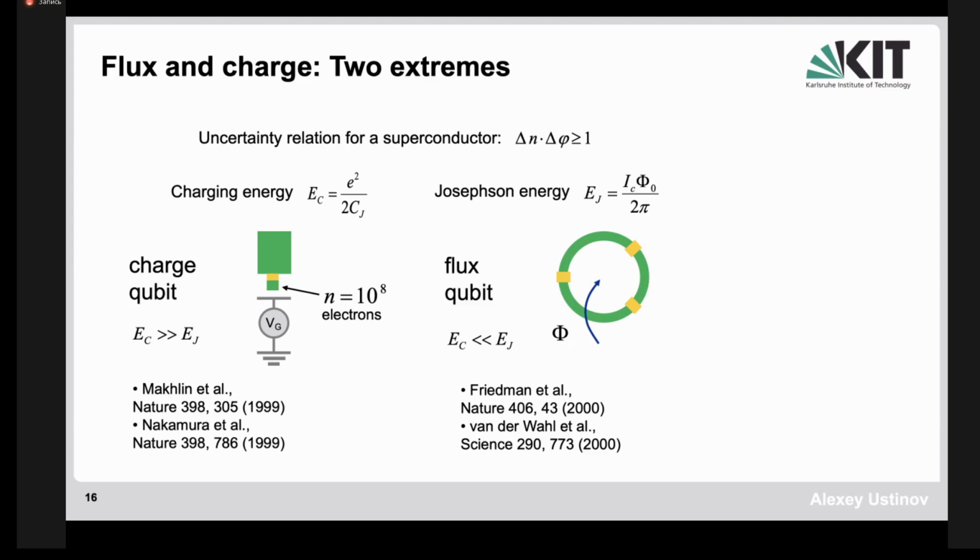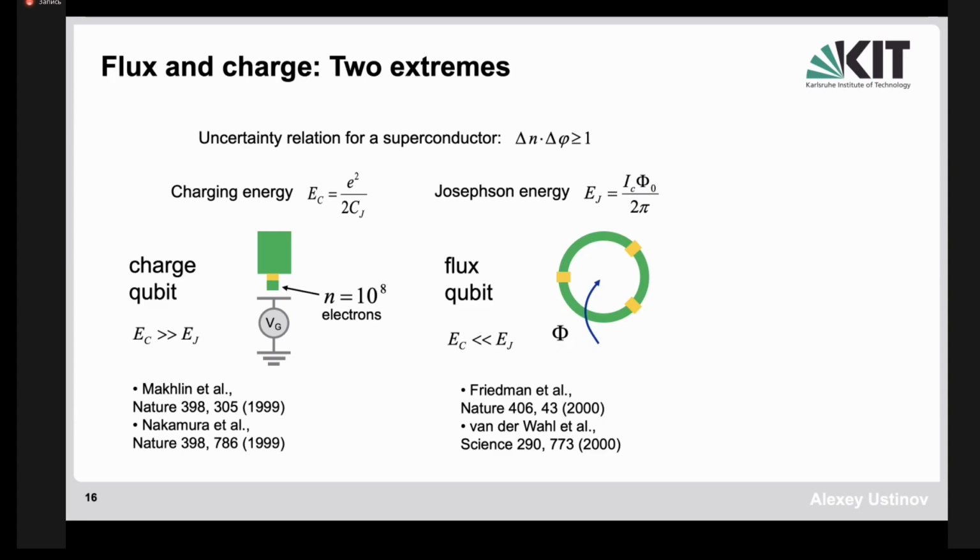And next step is also very similar. So in the superconductor, you have a similar relation between number of particles involved and the phase difference in the junction. And the idea is very simple. Suppose you have a big piece of superconductor, which is this green block. Then you have a tiny Josephson junction and a tiny grain of a superconductor.